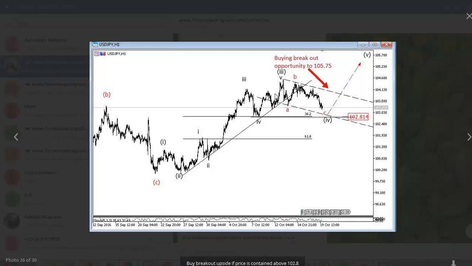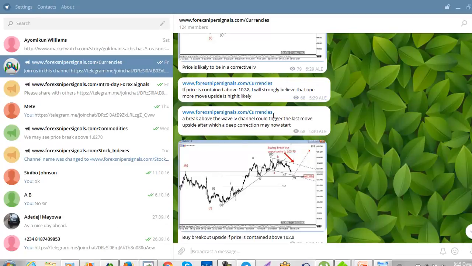Okay, I was also looking at an ending diagonal, like 1, 2, 3, 4, 5. But if you look at this and this, they were almost very equal. That is very, very rare in an ending diagonal. So I had to label this as the third wave and this one as the fourth. And then we may see a fifth wave upside before we see a major crash in US dollar Japanese yen. So I'm also going to update you on that. So let's go to the commodities.